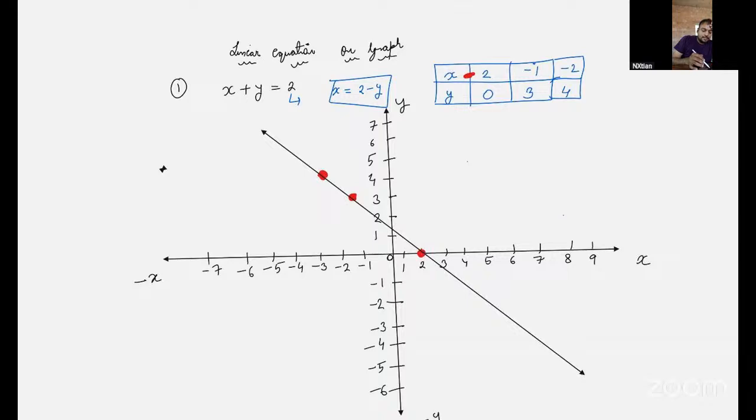You have to pass the line like this. Hence, this line represents this equation. What is the equation? X plus y. Everyone got this? Say yes or no.